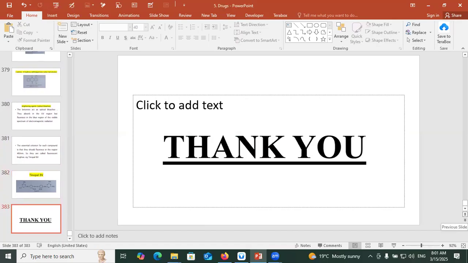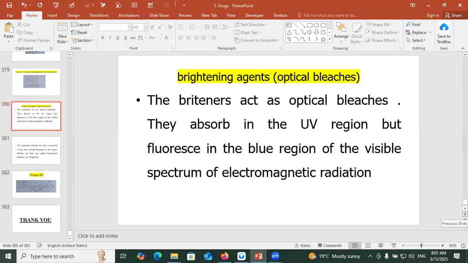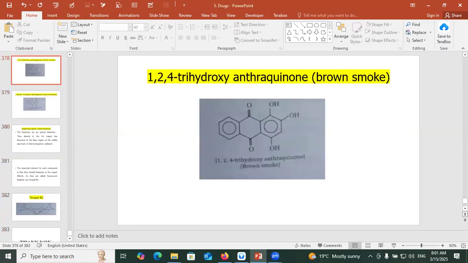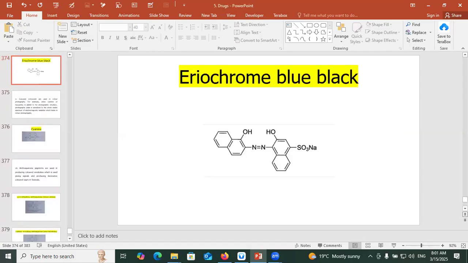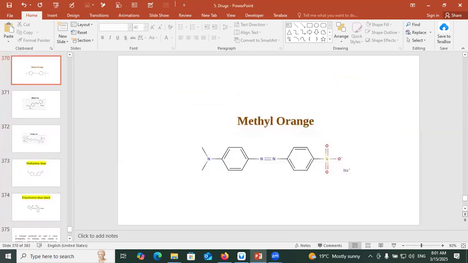Okay, that's all about dyes: the classification of dyes, uses of dyes, and several examples of dyes.